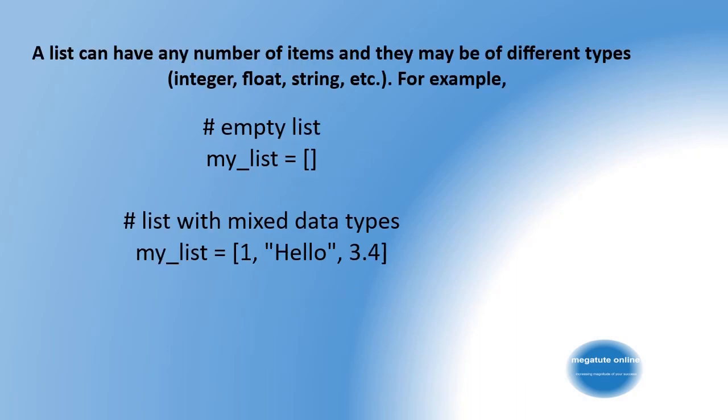That data can be an integer, a string, or a float or decimals. To declare an empty list, you just have to say the list name, like my list equals to, and square brackets empty. You can also have mixed data types inside it, as I just told you. My list equals to square brackets 1 comma "hello" in double quotes and 3.4. You have to be careful when you put a string, it has to be in double quotes.